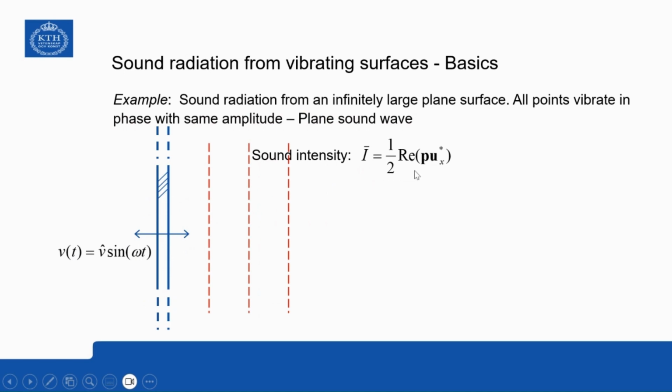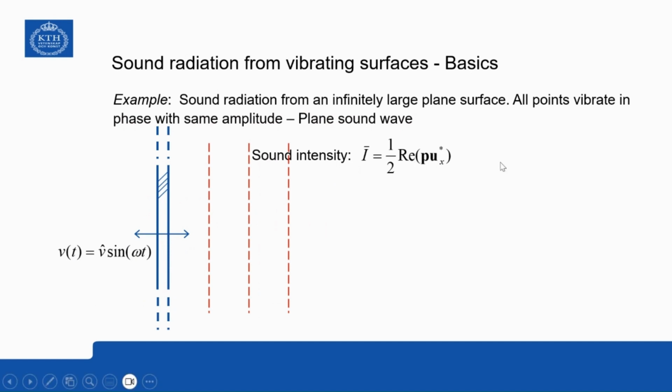And the sound intensity in the field outside this wall, the time average of this sound intensity, can be calculated with complex sound pressure times the particle velocity in the normal direction of the vibrating surface. And then we take the real part of this and multiply with half. That will give us the time average sound intensity.